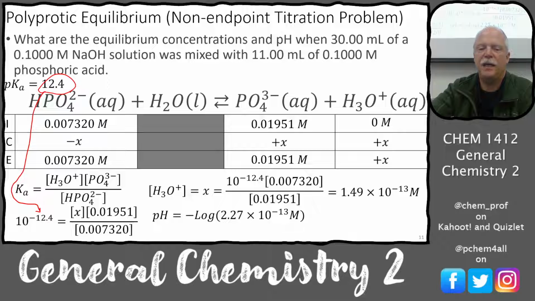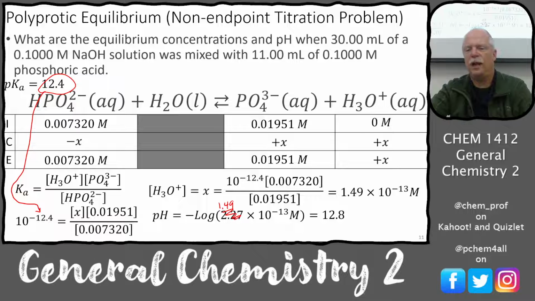So we could take the pH of that, the minus log. I don't know why I have that. I must have changed numbers. Let me change this out. 1.49. One of those is right. I don't know which. You might have to check me on that. And that's equal to 12.8.